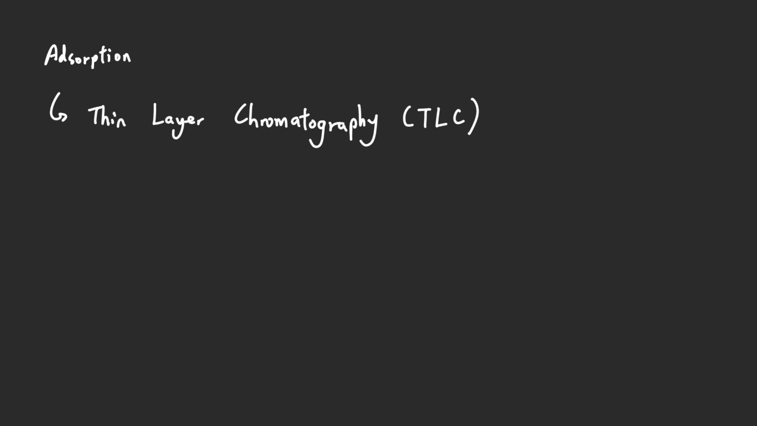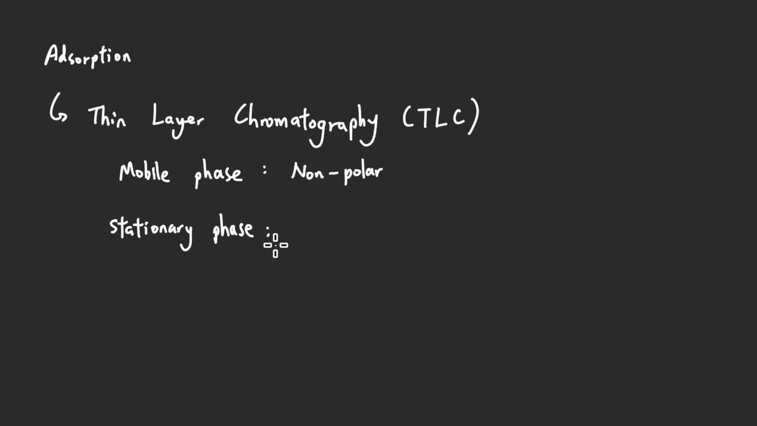Now let's move on to some examples of adsorption and partition chromatography methods. I will introduce adsorption first, as it only contains one example, which is thin layer chromatography. As I said, each and every separation technique has its mobile phase and stationary phase, so that the molecules can undergo adsorption or partition, right? So in thin layer chromatography, the mobile phase will be non-polar and the stationary phase will be polar.